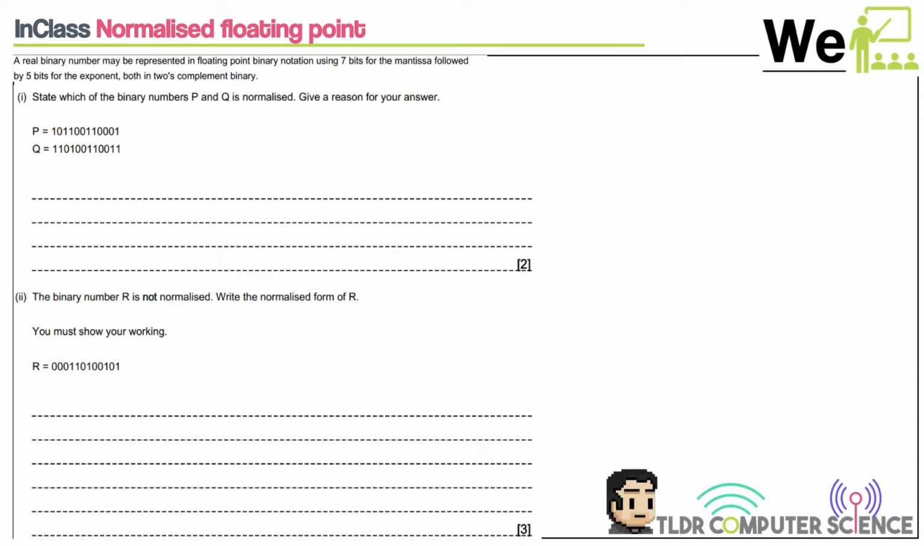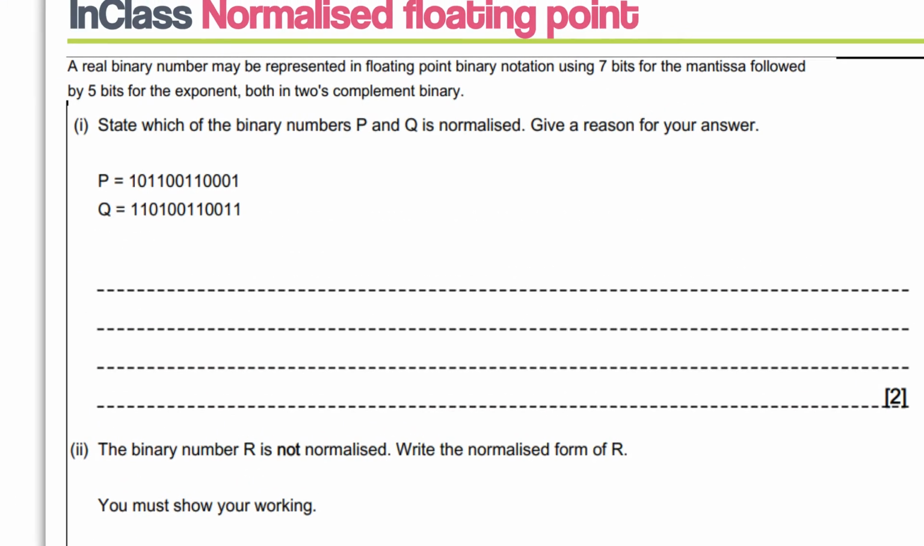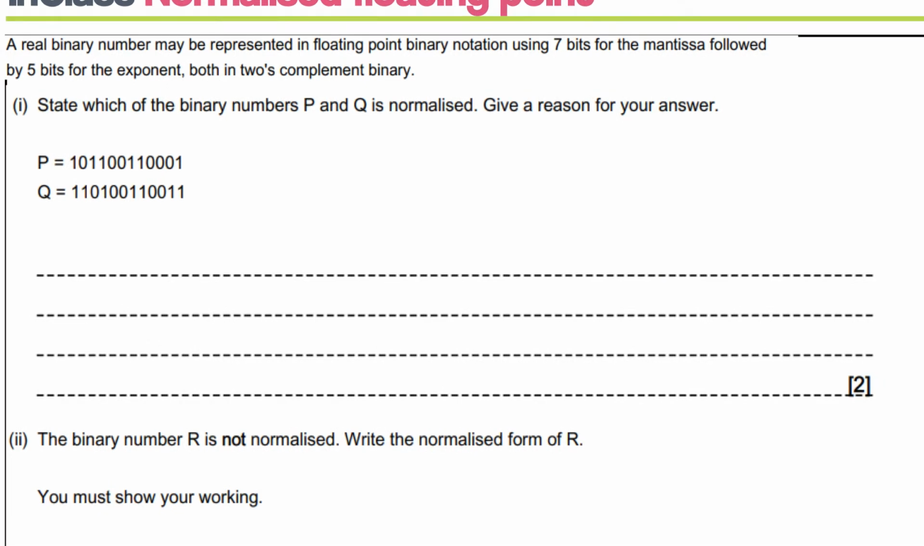And the first question we're looking at is a real binary number. Real means something in this context, does it not? It means it's a number with a decimal place as opposed to an integer. So a real binary number may be represented in floating point notation, 7 bits for the mantissa. Why don't I just zoom in a little bit here? There we go. 7 bits for the mantissa followed by 5 bits for the exponent. And both are in 2's complement, allowing us to store them as either positive or negatives. State which of the binary numbers p and q is normalized.